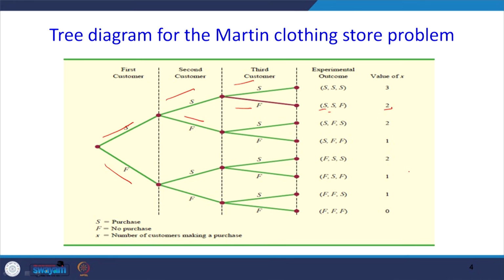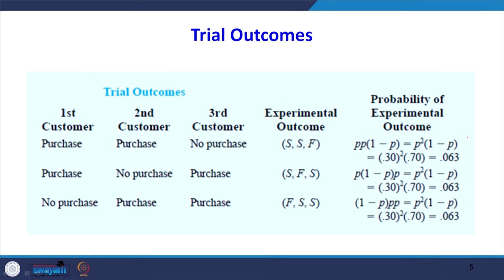Now the problem asks: 2 out of 3 customers, what they have purchased. So for the number of customers making a purchase being 2, how many possibilities are there? 1, 2, 3. How did we get this 3? It is nothing but 3C2. Out of 3, what is the chance that 2 customers will buy? There will be 3C2 possibilities, so 3C2 is 3.